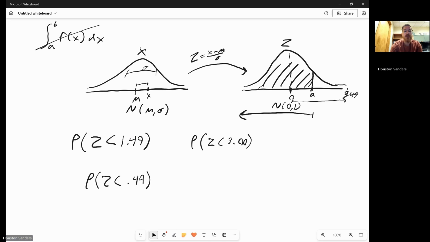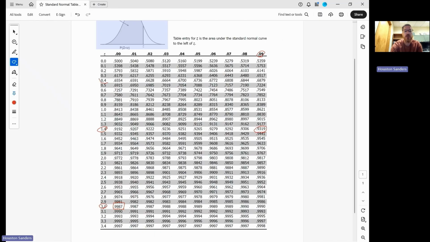If we had the probability that Z is less than 0.44, in this case, it would be 0.4. You go over to 0.04, you see where they intersect, and you get a probability of 0.6700.